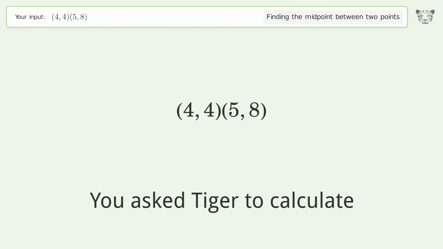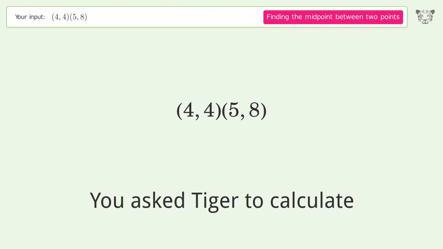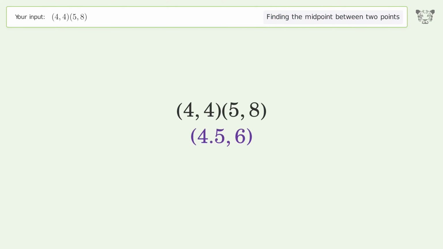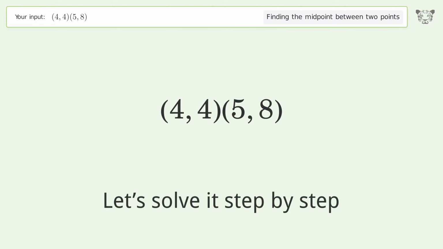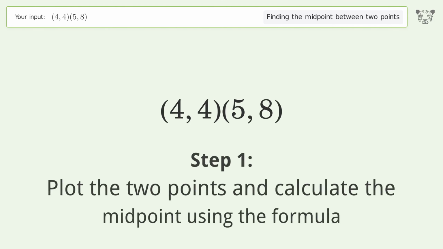You ask Tiger to calculate. This deals with finding the midpoint between 2 points. The midpoint between the 2 points is 4.56. Let's solve it step by step. Plot the 2 points and calculate the midpoint using the formula.